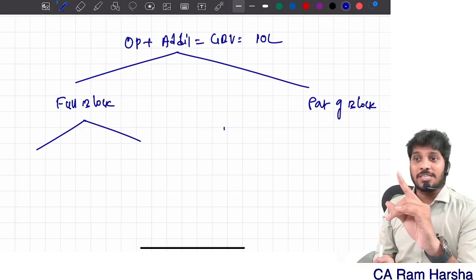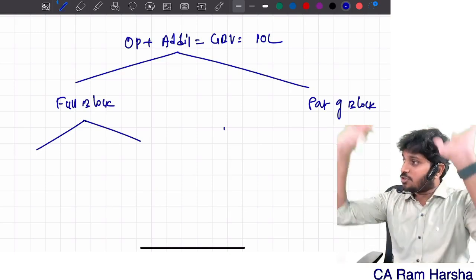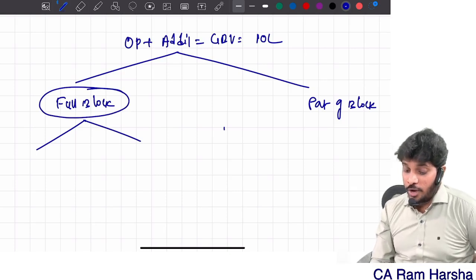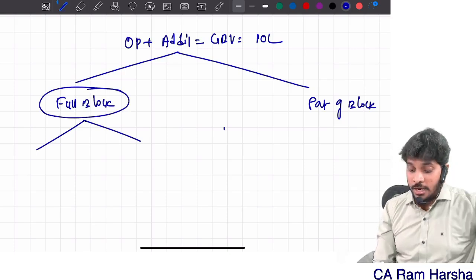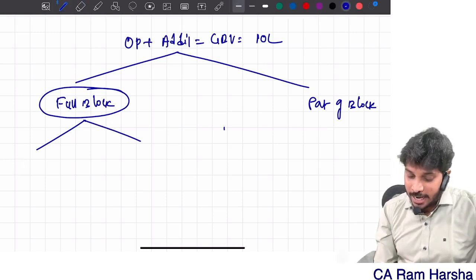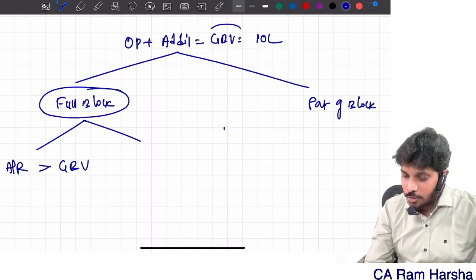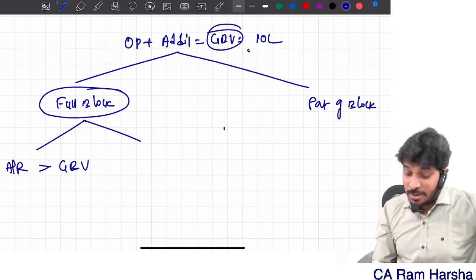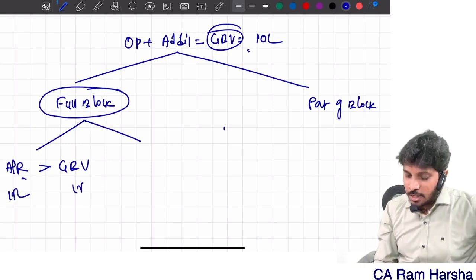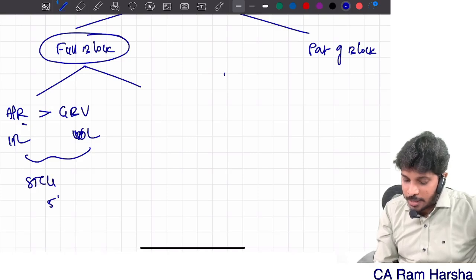Sir, sale information is there in the problem. You see that all the assets were sold. Then that comes under what? Full block. If the full block is sold and the sale proceeds, or let us call it the amount received, is more than the gross block value. Gross block value is 10 lakhs, but I received more, for example 15 lakhs. The difference is straight away short-term capital gain of 5 lakhs.